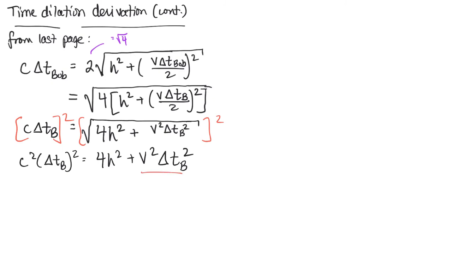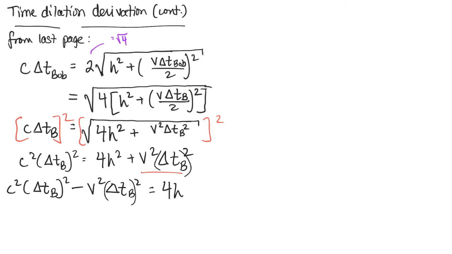We'll bring this v squared delta t_B squared to the left-hand side. So we have c squared delta t_B squared minus v squared delta t Bob squared, like so. And on the right-hand side, we're just left with the 4h squared. Okay. The next thing we're going to do is multiply through by 1 over c squared.